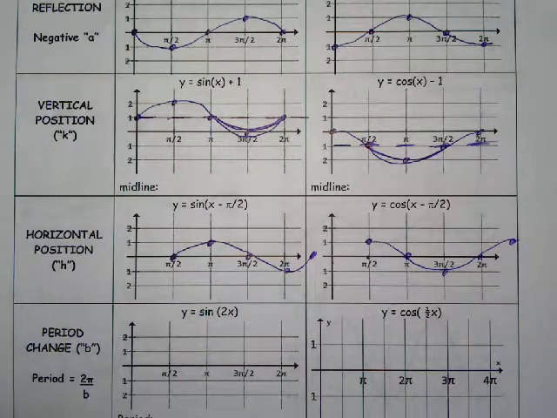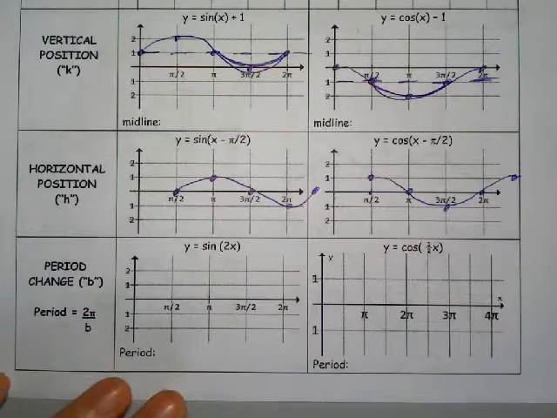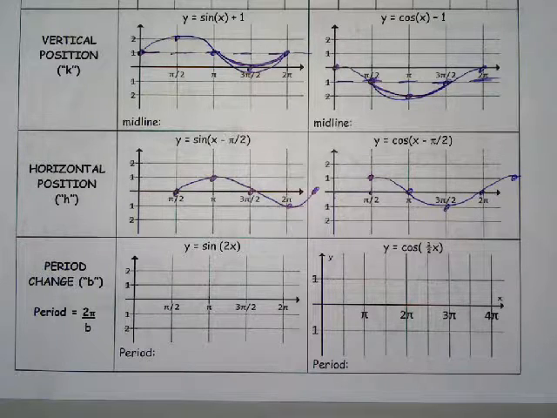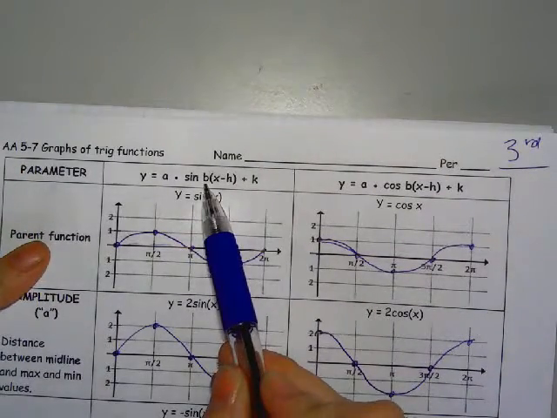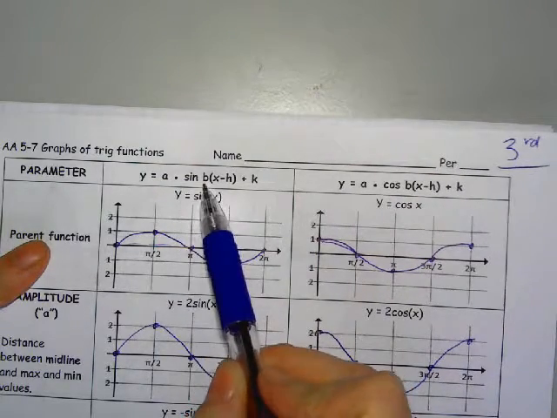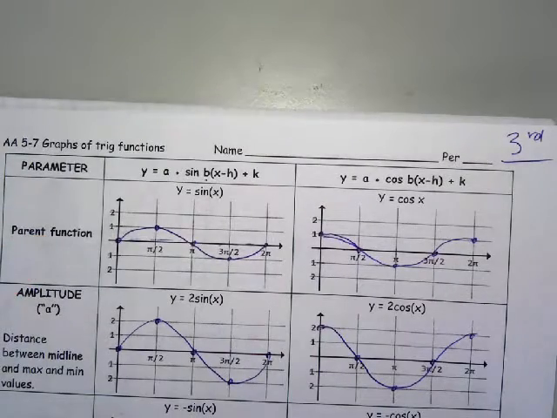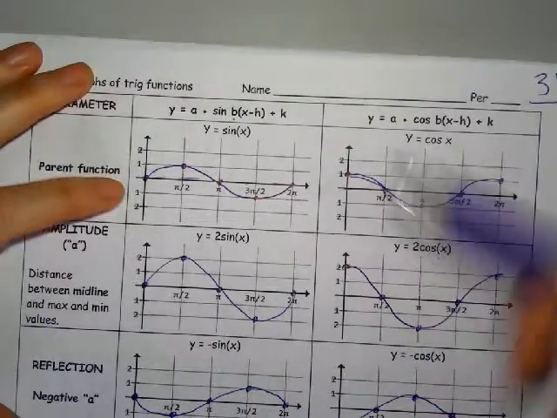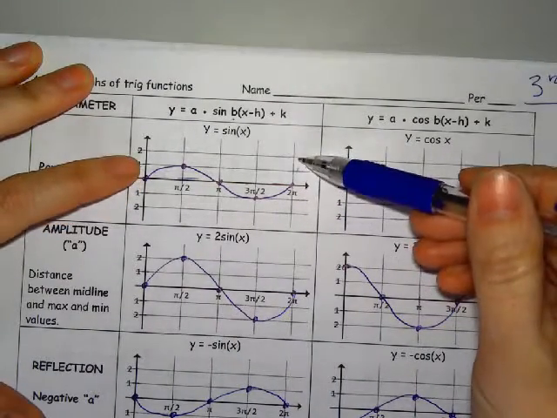Finally, the period change, and if you're watching this after 5-6, I would stop the video because that's all you're doing for today. However, the period change is the next part that we're going to do, and this is back up in our original, B, that's the period change, and B tells you how many cycles you're completing within 2 pi. So normally, 1 cycle is within 2 pi. That's our period.